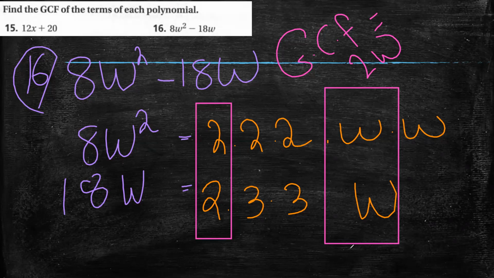And teacher, the greatest common factor here is 2 and here is 2, so I will multiply them. Yes, the common factor between the 8w to the power of 2 and 18w is 2. So we'll multiply 2w. Okay, 2 times w, which is 2w.